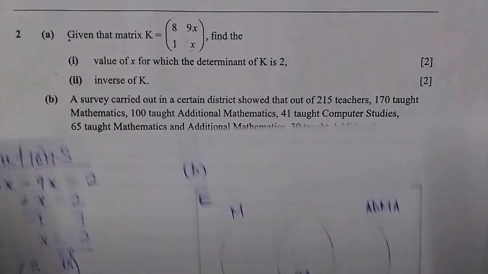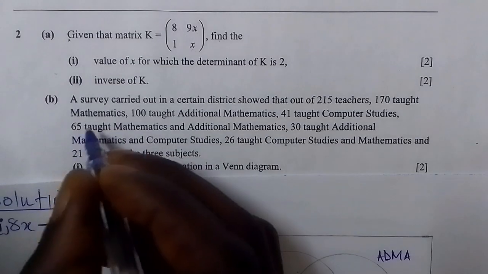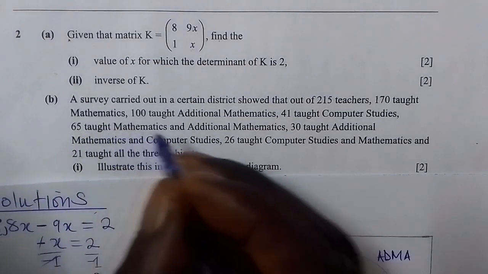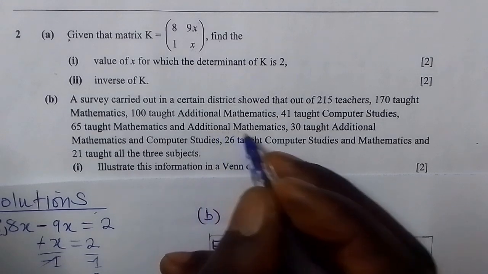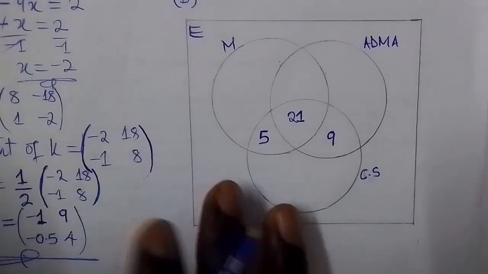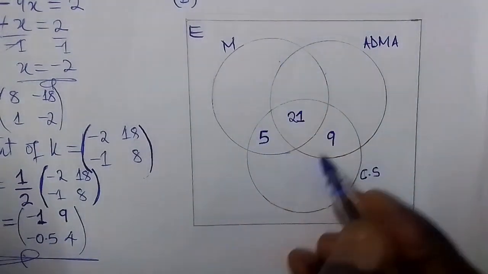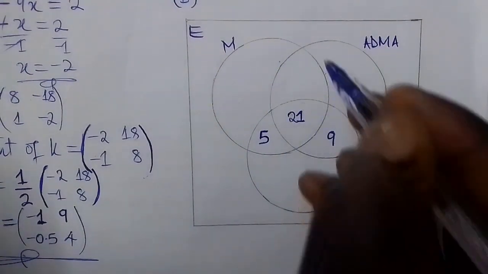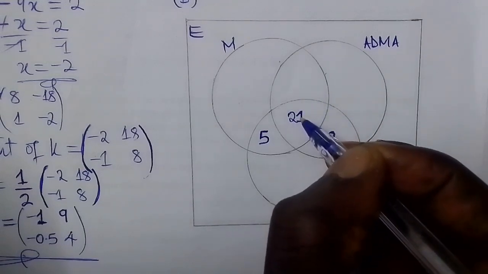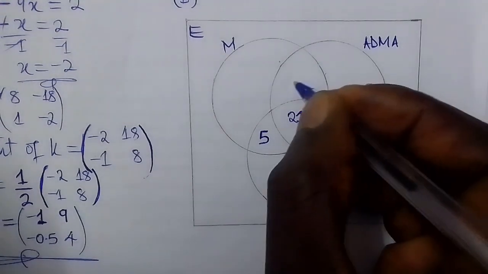Then we go to the intersection of mathematics and additional mathematics. So here we've got 65. 65 taught mathematics and additional mathematics. So if 65 taught mathematics and additional mathematics, then already there's 21, so we need to subtract. What is 65 take away 21? So 65 take away 21 gives 44.